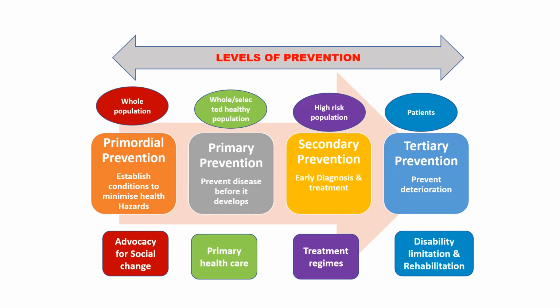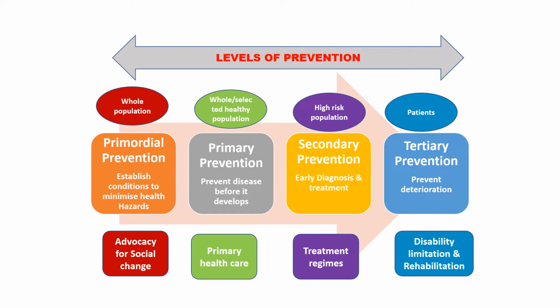So basically, primordial prevention is focused on the whole population, establishing conditions to minimize health hazards. Advocacy for social change is one of the major interventions under it. Then there is primary prevention, to prevent disease before it develops, which may be addressed to the whole population or selected to certain healthy populations. And it is delivered through primary health care.